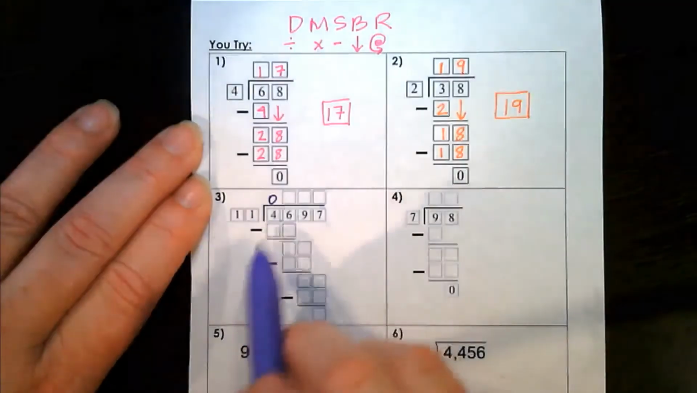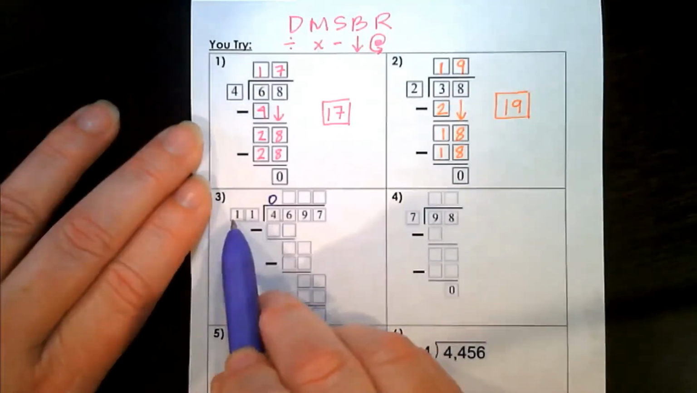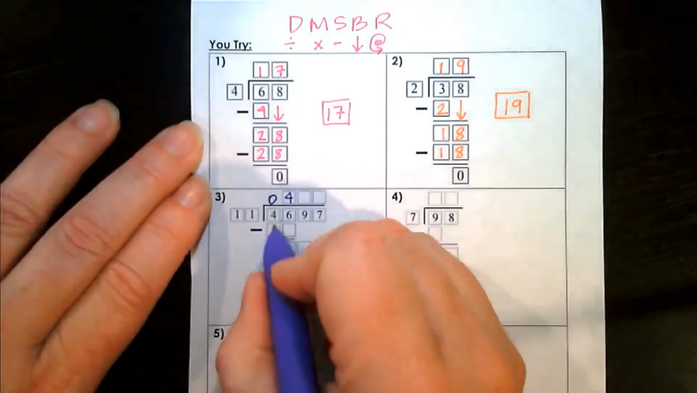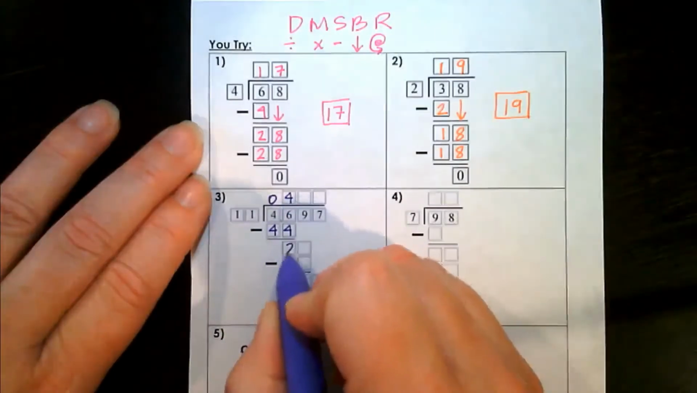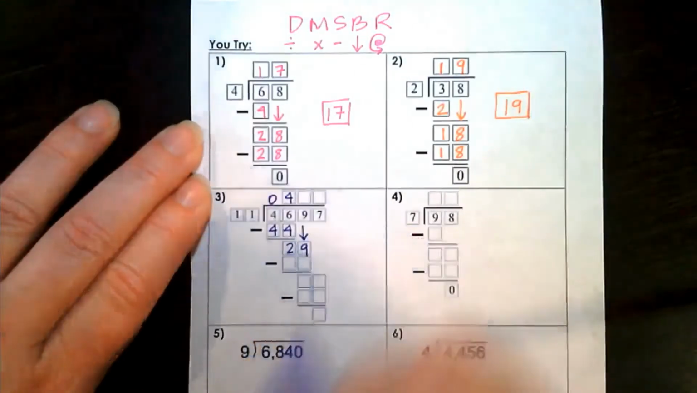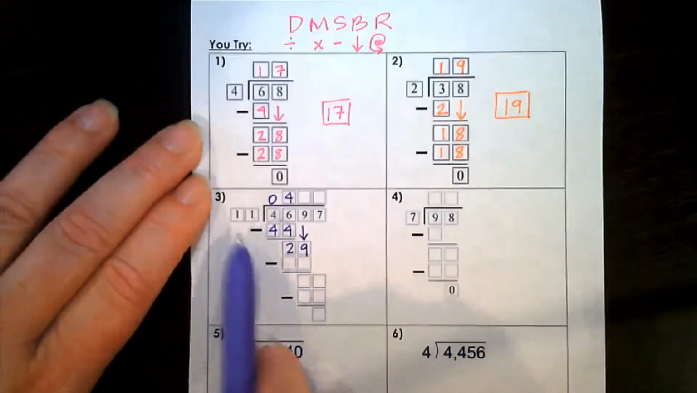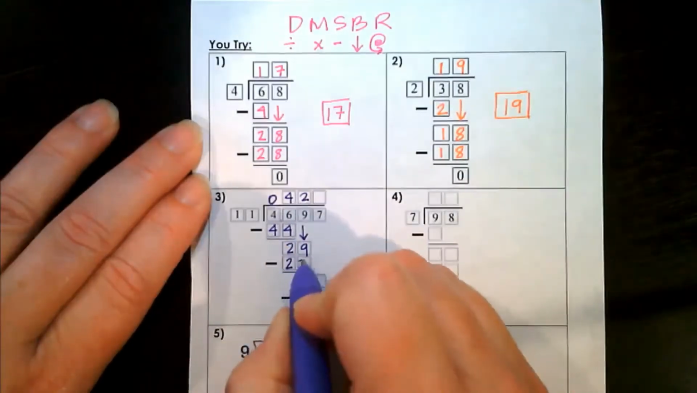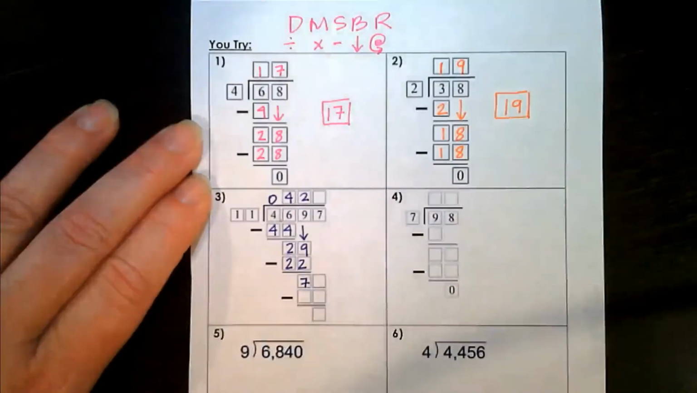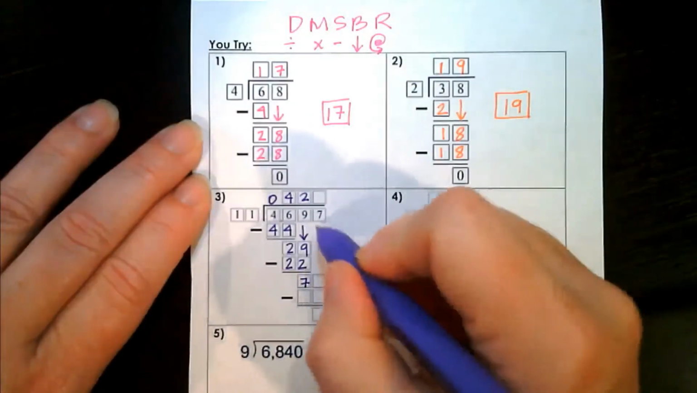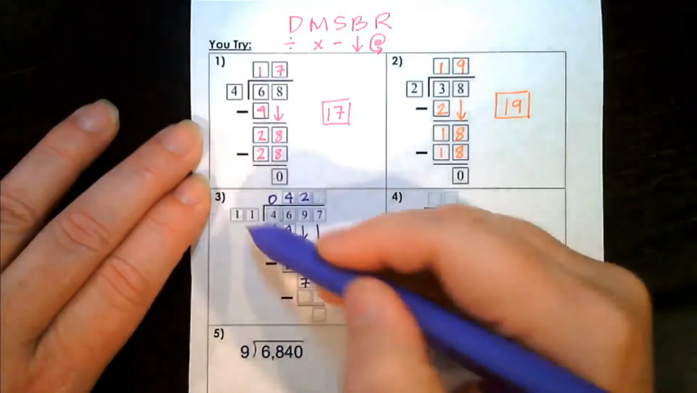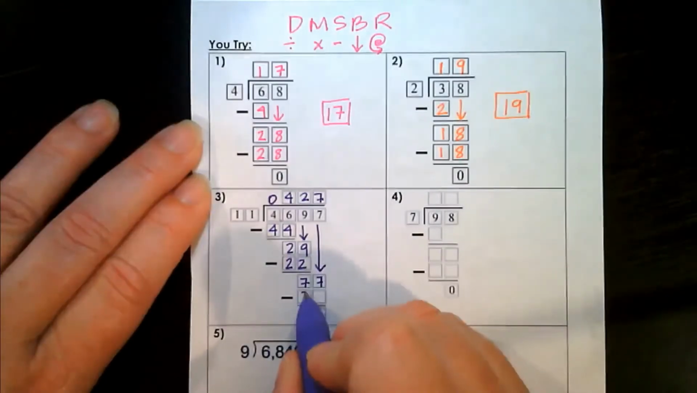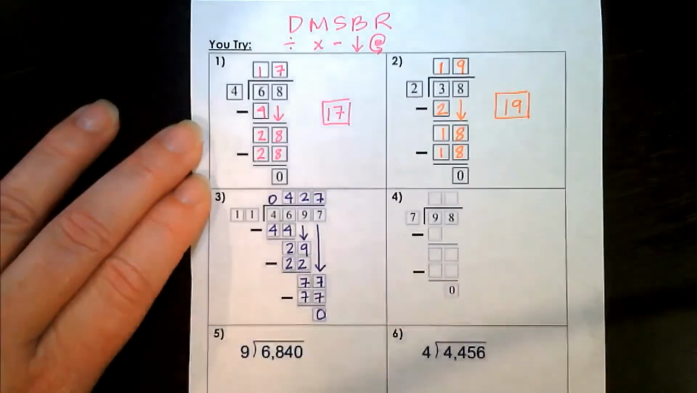So instead of looking at 4, we now need to look at 46. 11 goes into 46 4 times, and 4 times 11 is 44. When I subtract, I get a 2, and then I bring down the next number. And then 11 goes into 29 2 times. 2 times 11 is 22. When I subtract, I get a 7. Then we have to bring down the 7. Then 11 goes into 77 7 times, and 7 times 11 is 77. That gives us a remainder of 0.